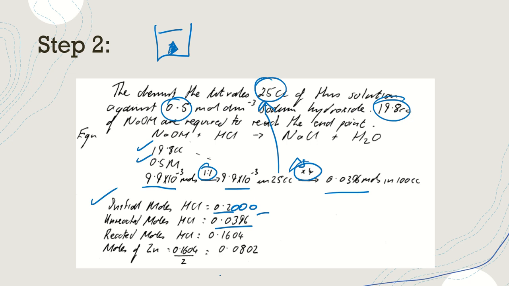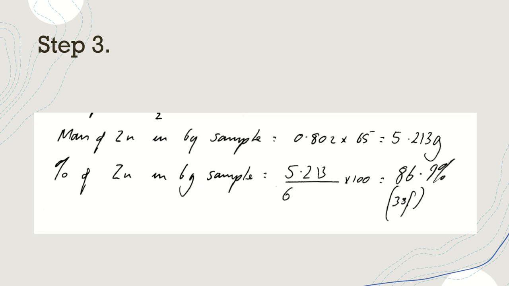So the moles of zinc in my original sample were 0.1604 divided by 2, so 0.0802 moles of zinc in my original 6 grams of zinc. Simply convert my moles of zinc into mass of zinc by multiplying by the atomic mass. That gives me that. The original sample was 6 grams. I knew I had 5.213 grams in my 6 grams. The percentage, therefore, is 36.9% of that zinc is actually pure zinc.